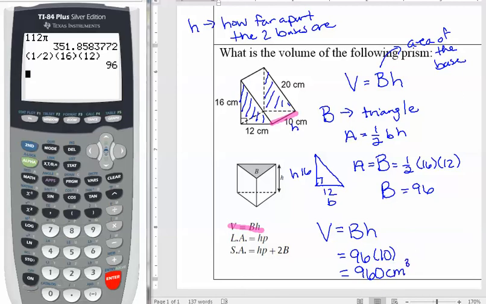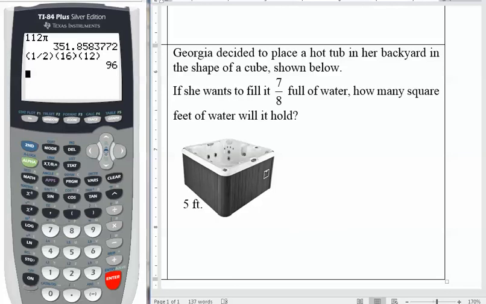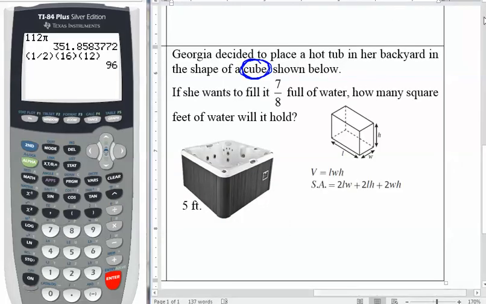Let's look at the last example. Georgia decided to place a hot tub in her backyard in the shape of a cube. Cubes are fun things. If I look, it's kind of like the rectangular prism, so let's bring that formula over and see what we're going to be dealing with. So now that I have my formula, what's so special about a cube? Well, in a cube, my length and my width and my height are all the same. So I'm going to highlight because it's hard to see some of these colors on here. So if this is 5, then this is 5, and this is also 5.